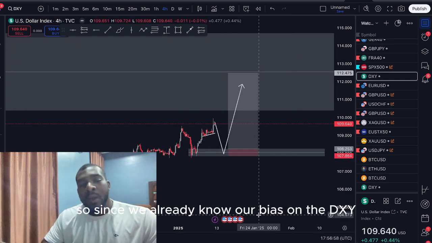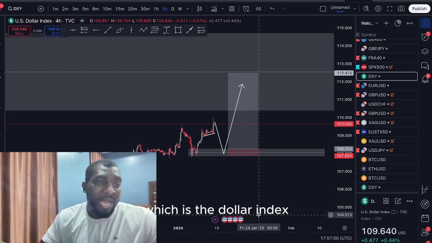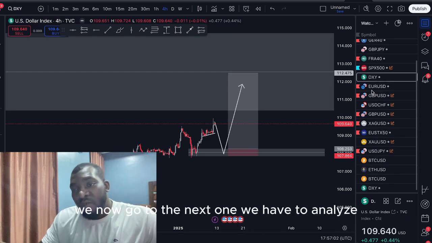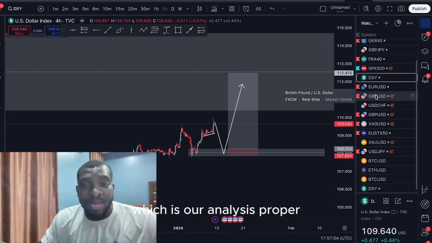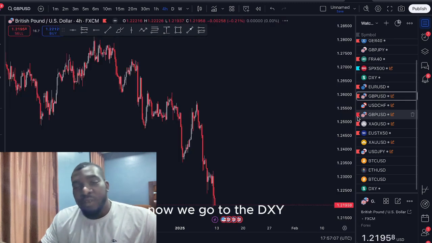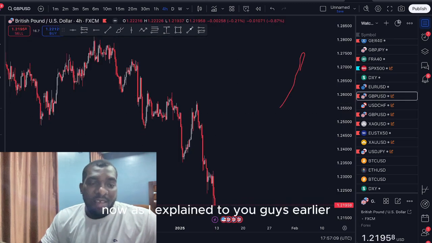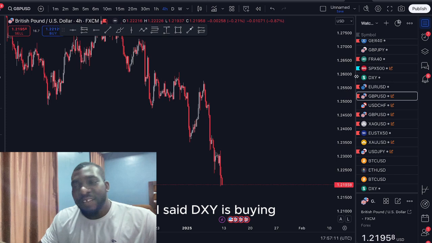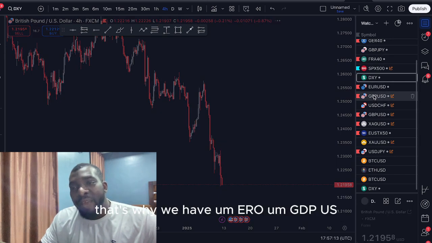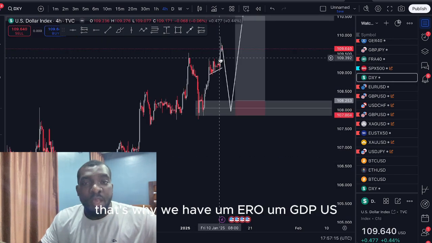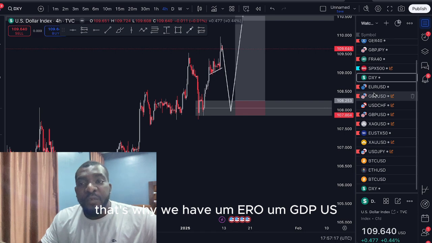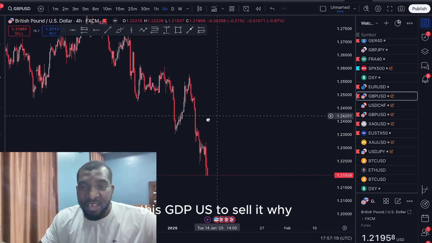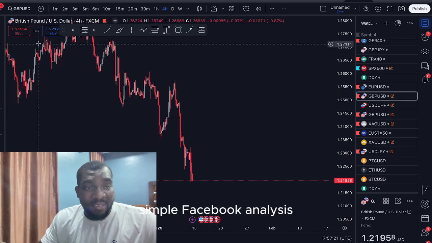So since we already know our bias on the DXY, which is the dollar index, we now go to the next one we have to analyze, which is our analysis proper. Now, as I explained to you guys earlier, I said DXY is buying. That's why we have Euro, GBP USD selling. Why? Simple textbook analysis.